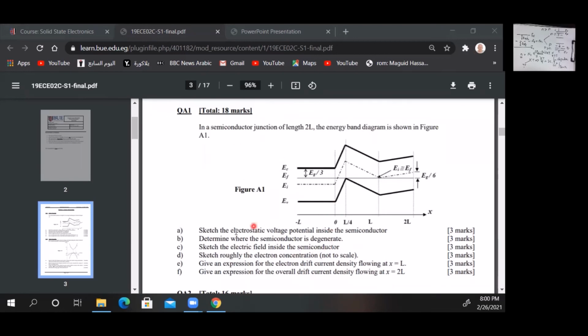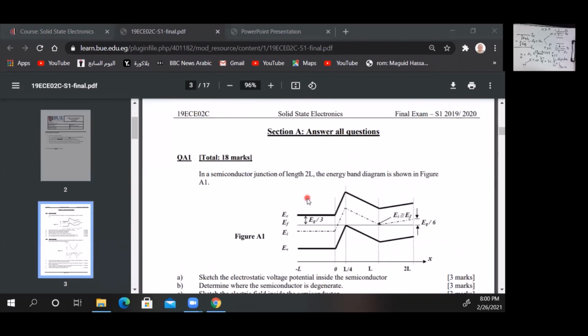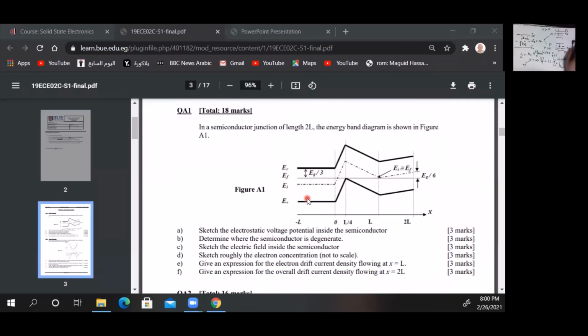If you remember, in part A, we said that this is typically the inverse. The voltage is the inverse. What about the electrical field? The electrical field is very easy. The electrical field is typically the differentiation of this curve. So let's do it together now.